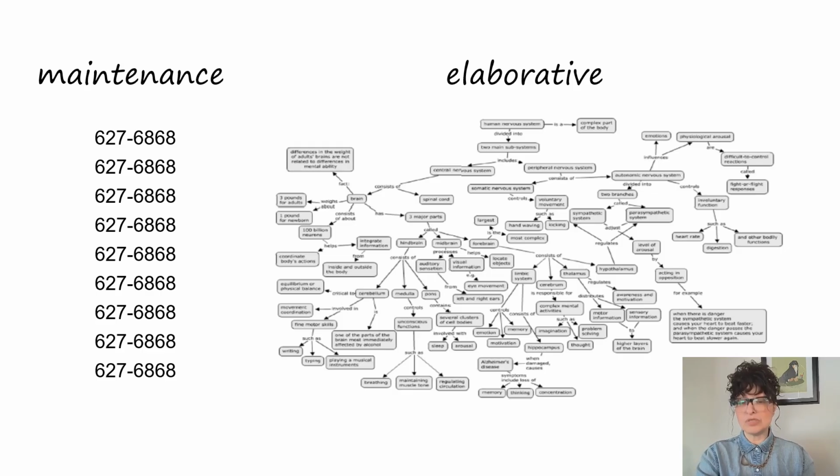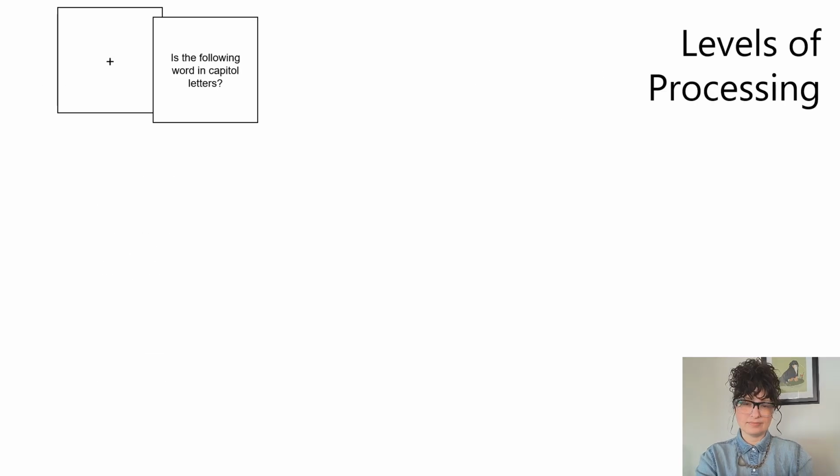This finding was known already, but Craik and Lockhart in 1972 used it to propose the levels of processing theory. According to this theory, memory depends on how information is encoded, with deeper processing resulting in better encoding and retrieval than shallower processing. So to test this, Craik and Lockhart created this levels of processing task.